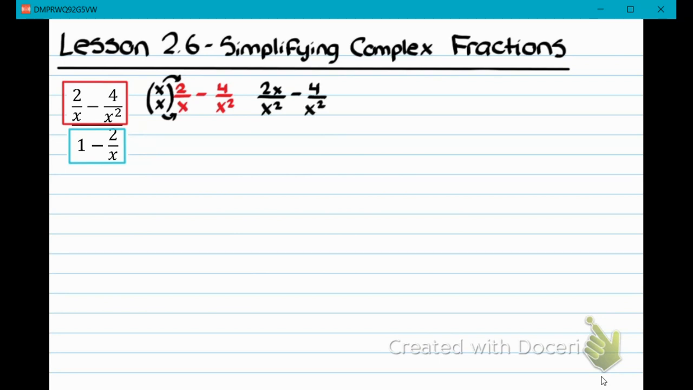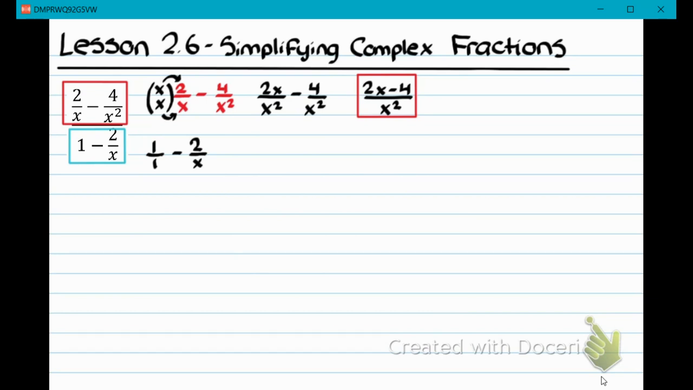So now can I subtract them? Yes, I can. So that would make 2x minus 4 over x to the second. And we'll wait to factor it till we get to the next one, then we put them back together. Okay, so the next one we have 1 technically over 1 minus 2 over x. So what is their LCD, their least common denominator?